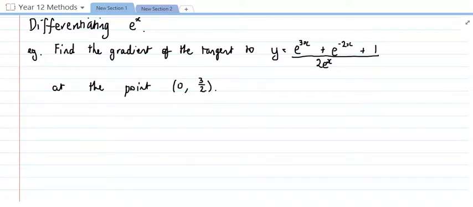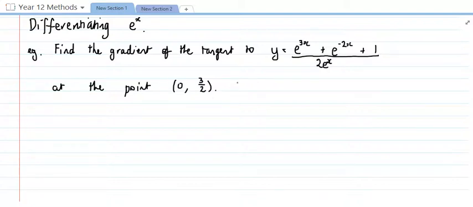Righto, continuing on with our work with differentiating e to the x. I've got a slightly more complicated problem. Find the gradient of the tangent to this mess at the point (0, 3/2). Where to begin with something like this?